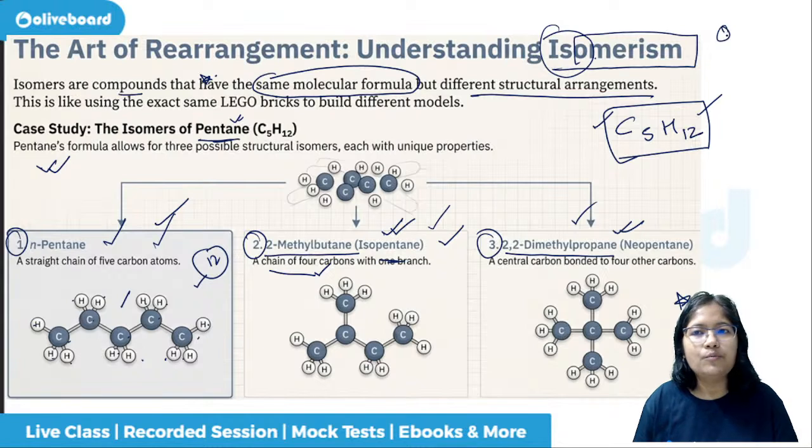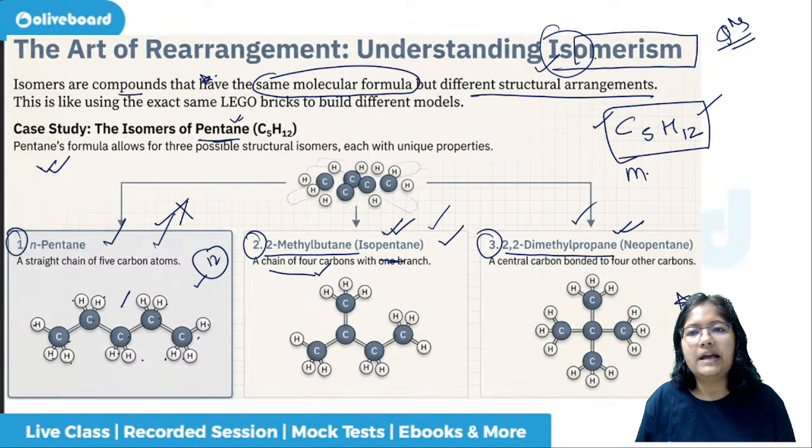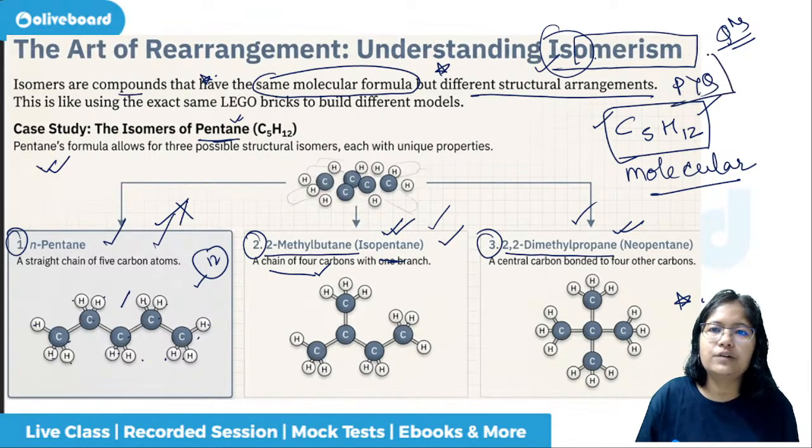So in the exam, what kind of questions will they ask? Do you need to remember these structures? No, you don't have to remember these structures. What you need to remember is what isomerism is. Isomerism means they have the same molecular formula but different structural formulas. This is the question you have to remember.